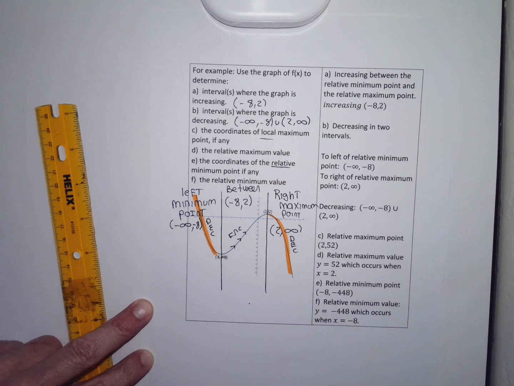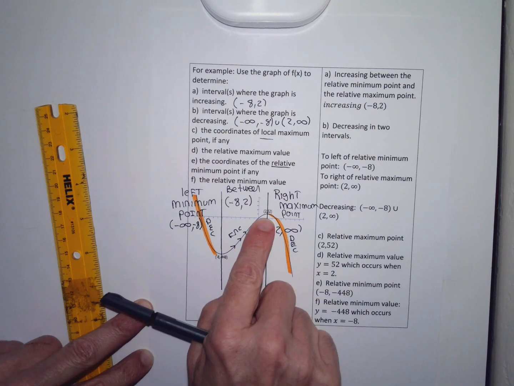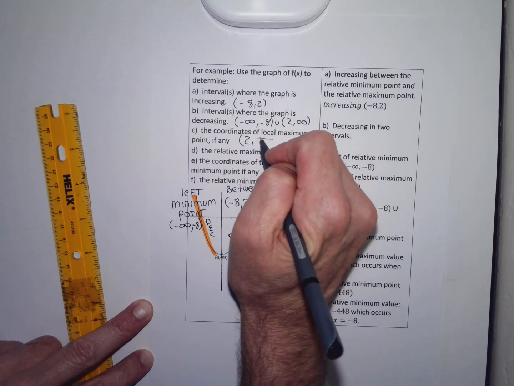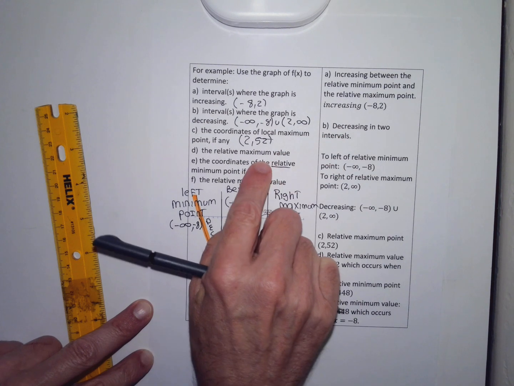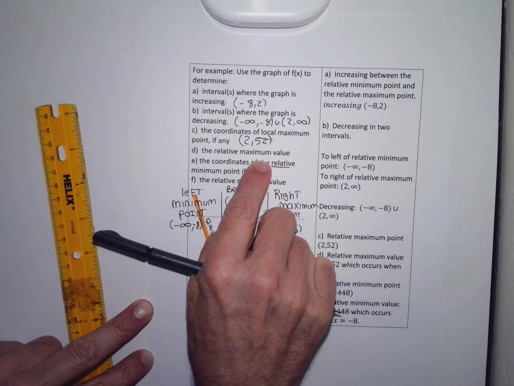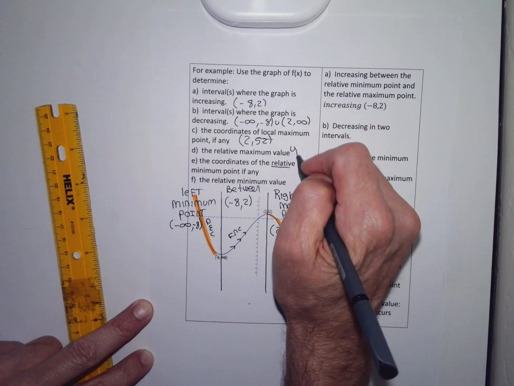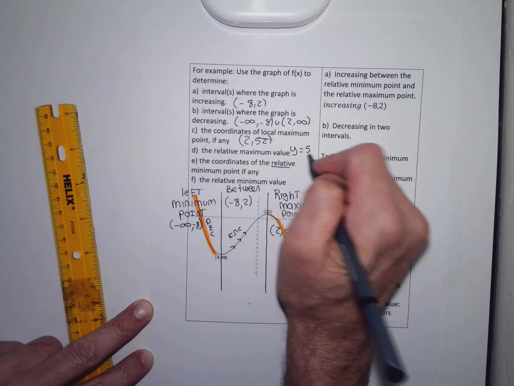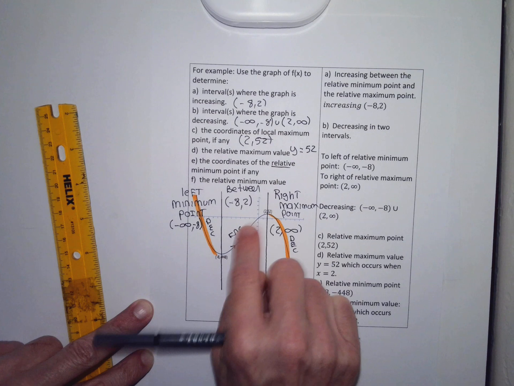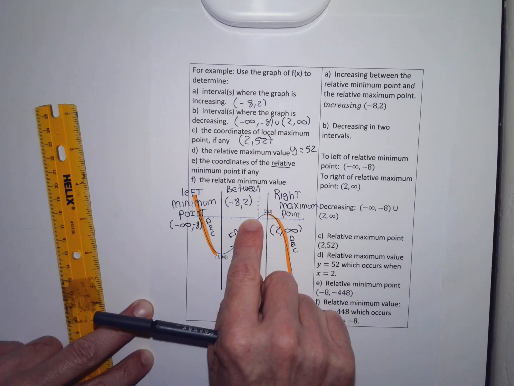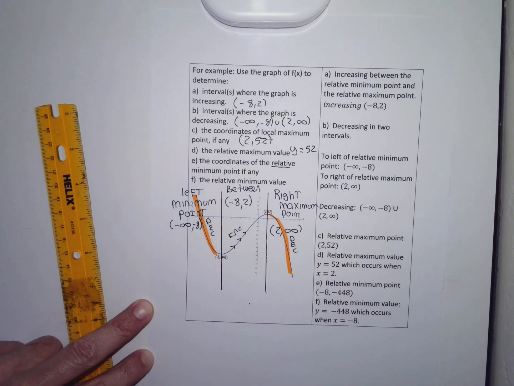Then it asks me to find the coordinates of any local or relative maximum point. I don't know how readable that is, but that's the point (2, 52). And then it wants me to say the local or relative maximum value. The relative maximum value is the y-coordinate of the maximum point, which is 52. This is technically just y equal to 52 is the relative maximum value, which means any point close to this, its y is going to be less than 52. Its x's may be less than 2 or bigger than 2, but their y's will all be less than 52.